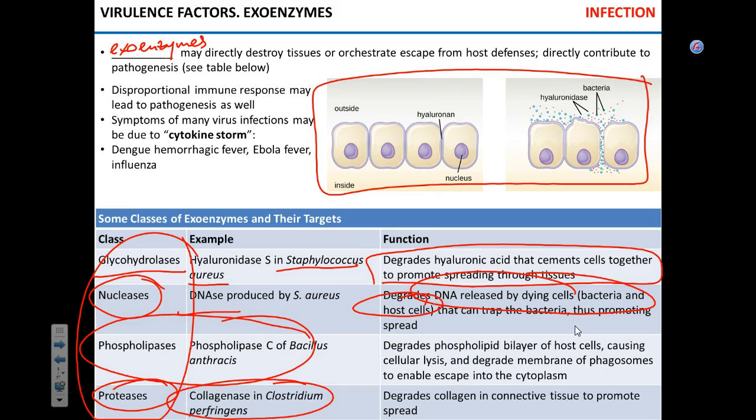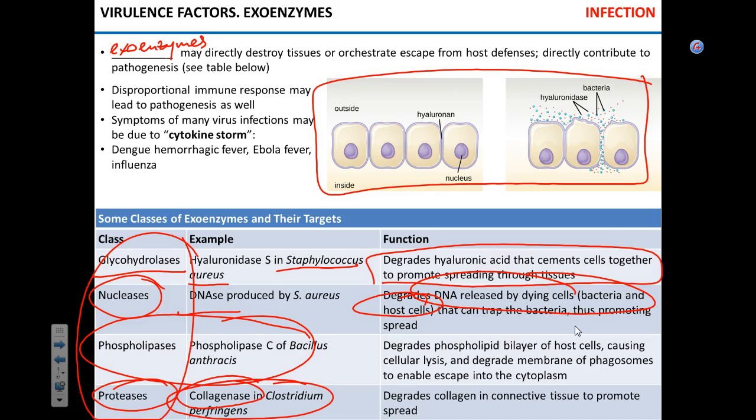And one of the major proteins that connective tissue consists of is what? Which protein makes up connective tissue? Collagen? Yes. So the protease called collagenase breaks down collagen in the connective tissue. And you can imagine that if connective tissue falls apart, all different sorts of bad things can happen.